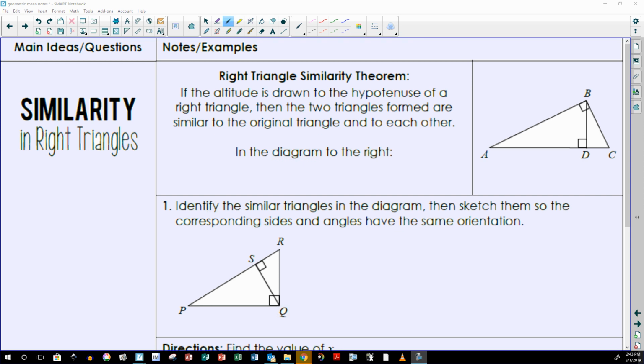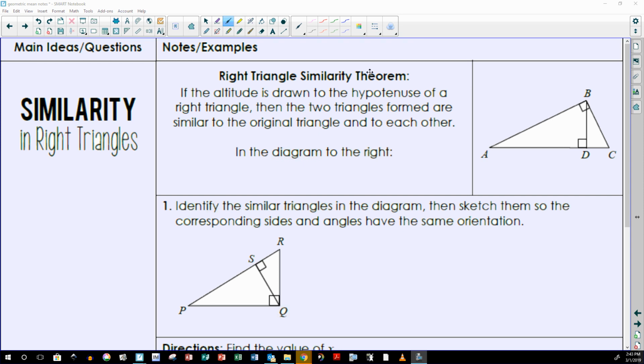All right, so here we go. Just like in the warm-up, we did similar triangles, okay? We are looking at similar triangles with right triangles. So the first thing we're going to do is just learn to identify the different right triangles that are there, and then we're going to find the missing pieces, but we're going to identify the parts first, okay?